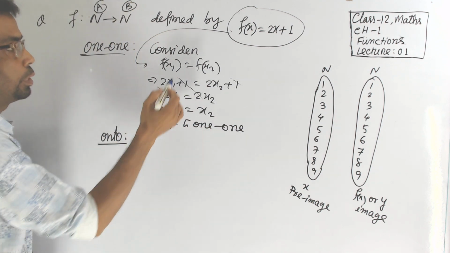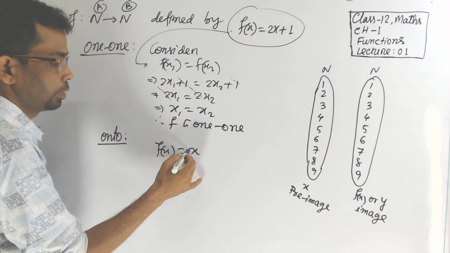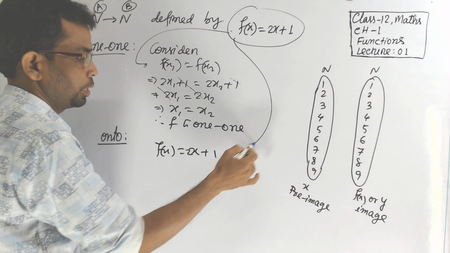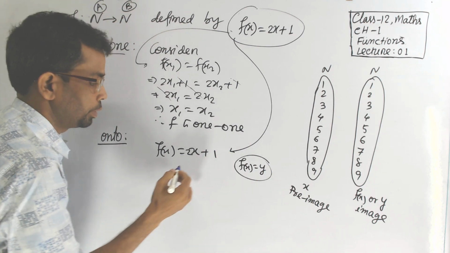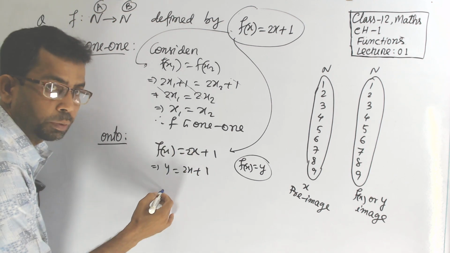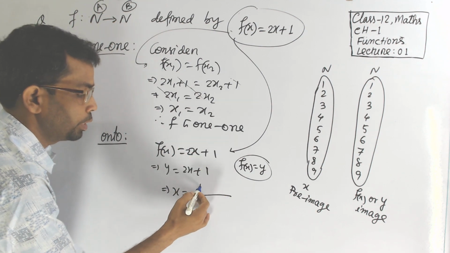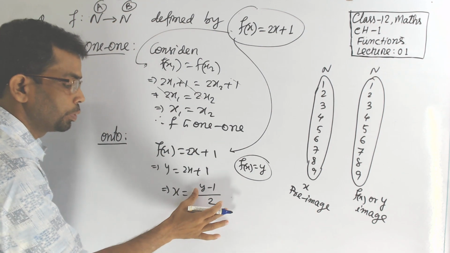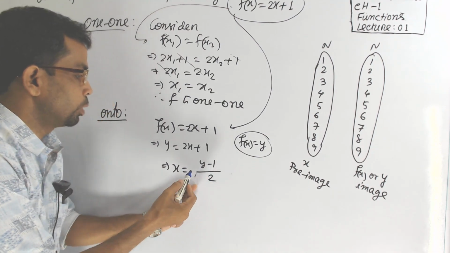Then onto the theoretical process: first we take the function given, f(x), which is also represented by y. So y = 2x + 3. Then we write it in terms of x: x = (y - 1)/2. Now for any value of y in the natural numbers, will it belong to set A?